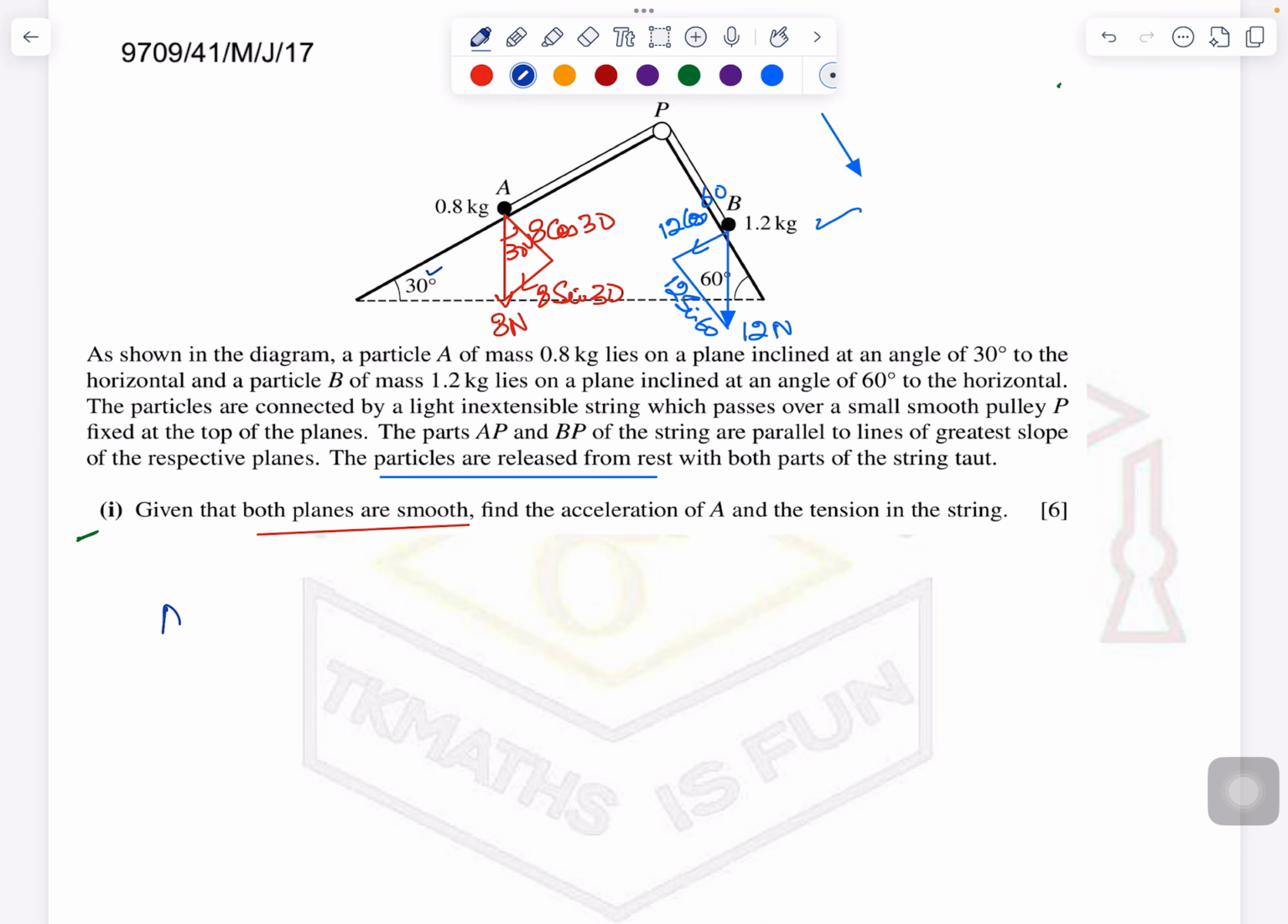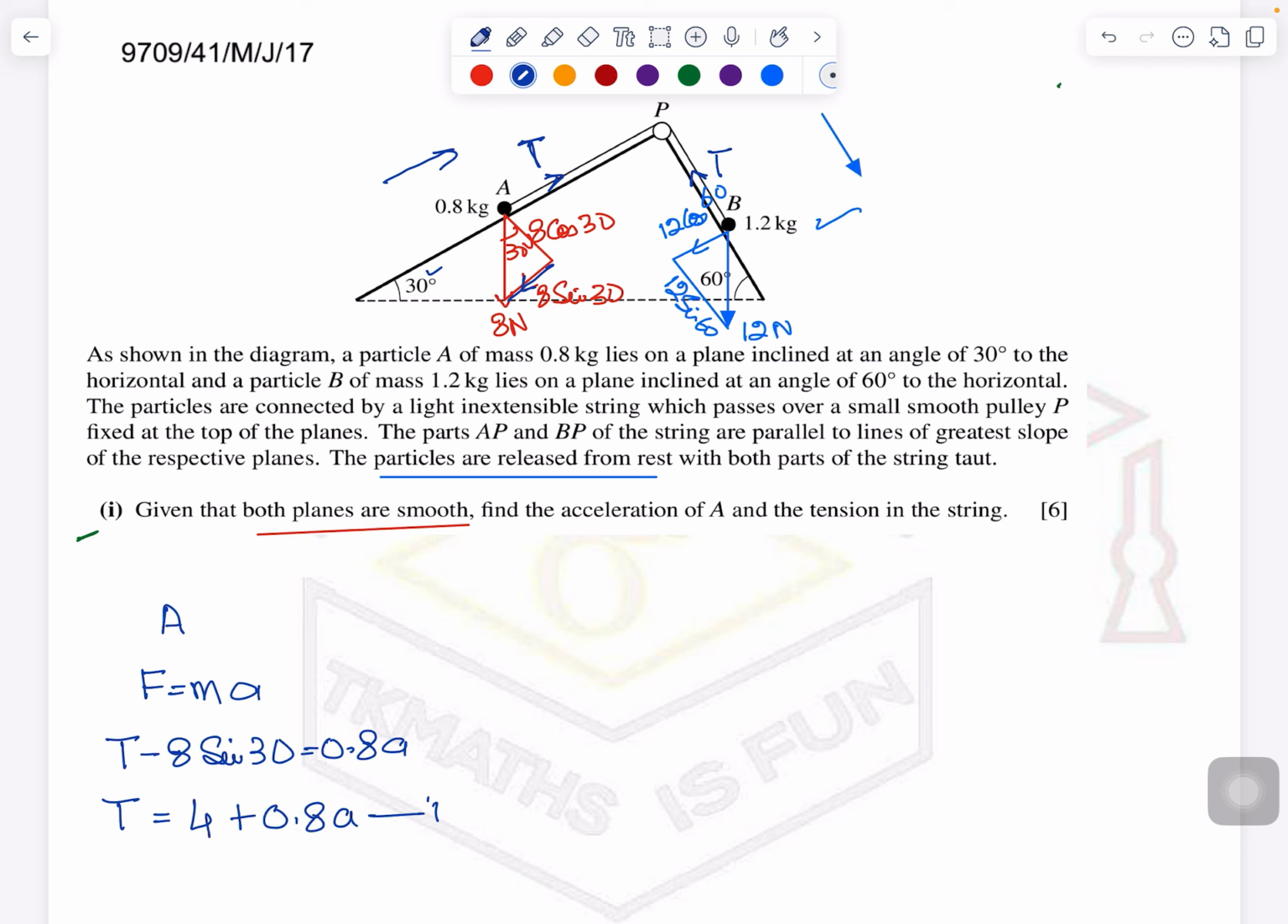Okay, so now let's see. For particle A, I will apply Newton's second law of motion. And let's write here that in the string the tension is T, for both particle A and B. Since particle A is moving up, the tension is larger than the force parallel to the plane, which is 8 sine 30. So I will write T minus 8 sine 30 equals 0.8A. 8 sine 30 is equal to 4. So T equals 4 plus 0.8A, my equation 1.